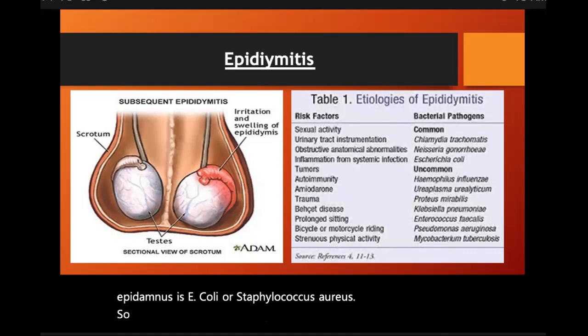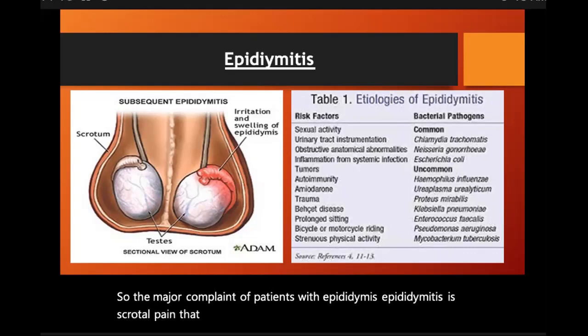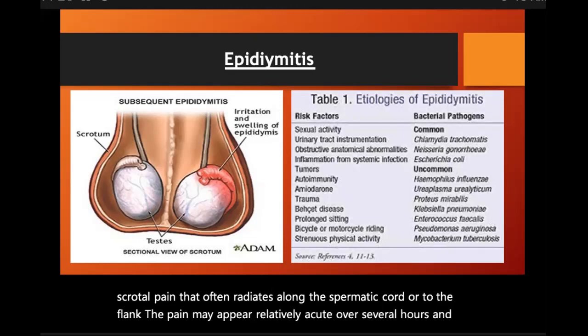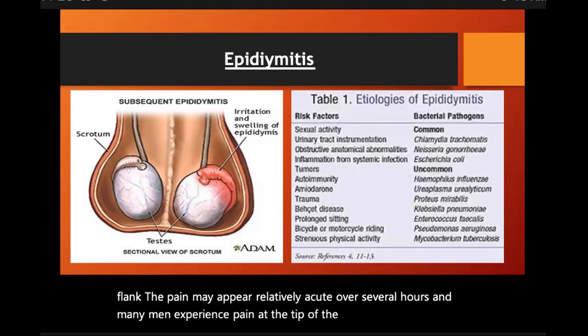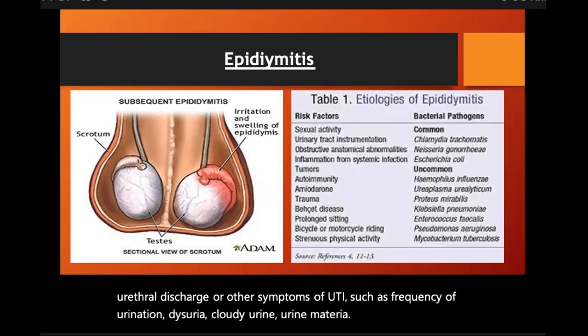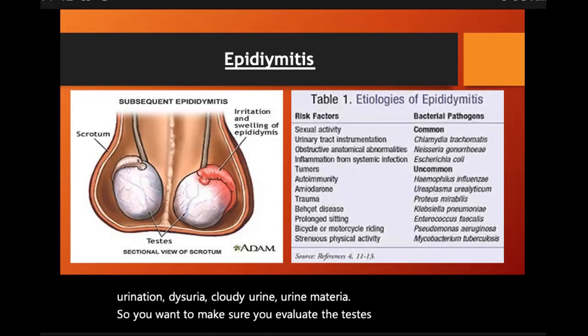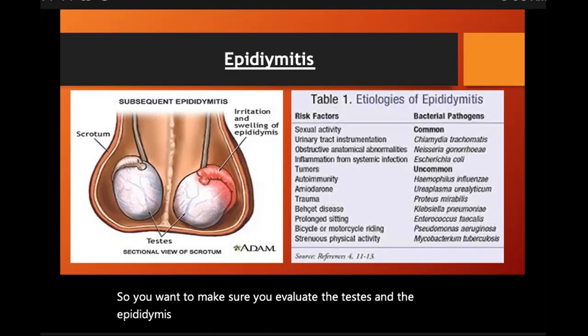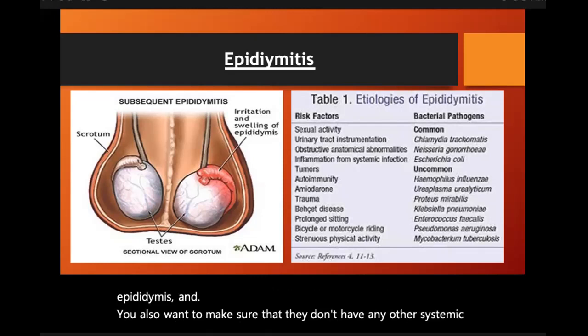So the major complaint of patients with epididymitis is scrotal pain that often radiates along the spermatic cord or to the flank. The pain may appear relatively acute over several hours, and many men experience pain at the tip of the penis and complain of urethral discharge or other symptoms of a UTI, such as frequency of urination, dysuria, cloudy urine, or hematuria. So you want to make sure you evaluate the testes and the epididymis, and you also want to make sure that they don't have any other systemic infection symptoms going on, like fever or chills.